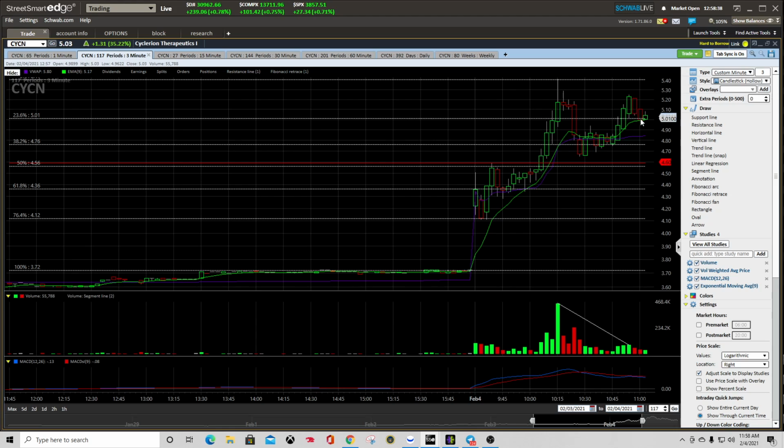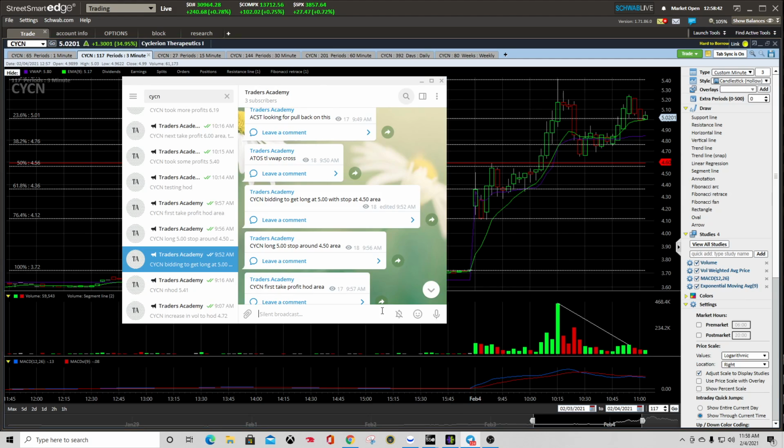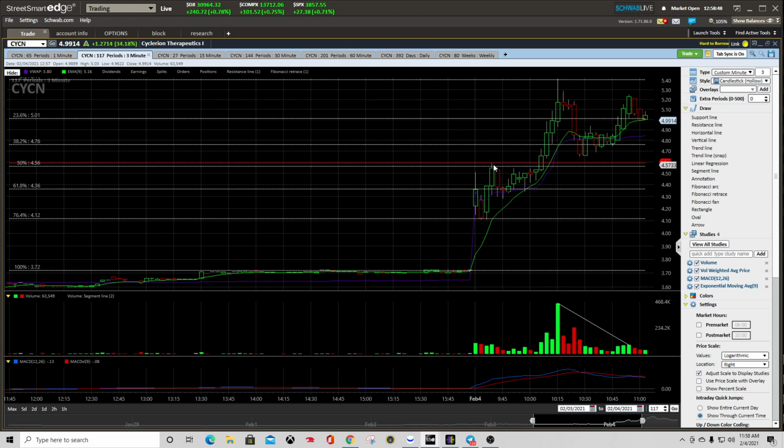So the stock came back down, and it filled my order right in this area. So then I alert CYCN, I'm long at $5, stop around 450 area. And the reason I chose 450 again is because the prior resistance was 460, and we have the 50 Fibonacci level at 456 and the 50-minute trade line at 450. So I want to go slightly below this prior high.